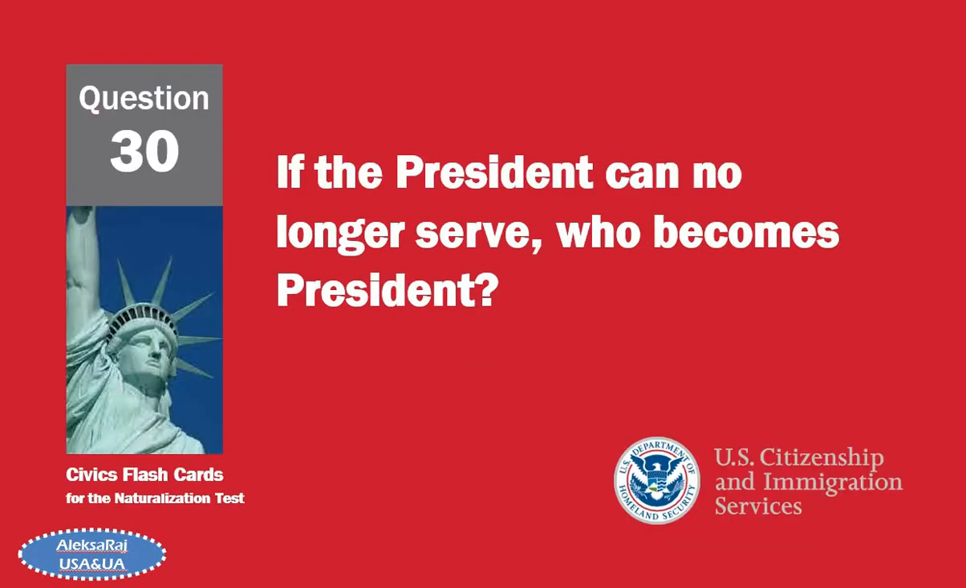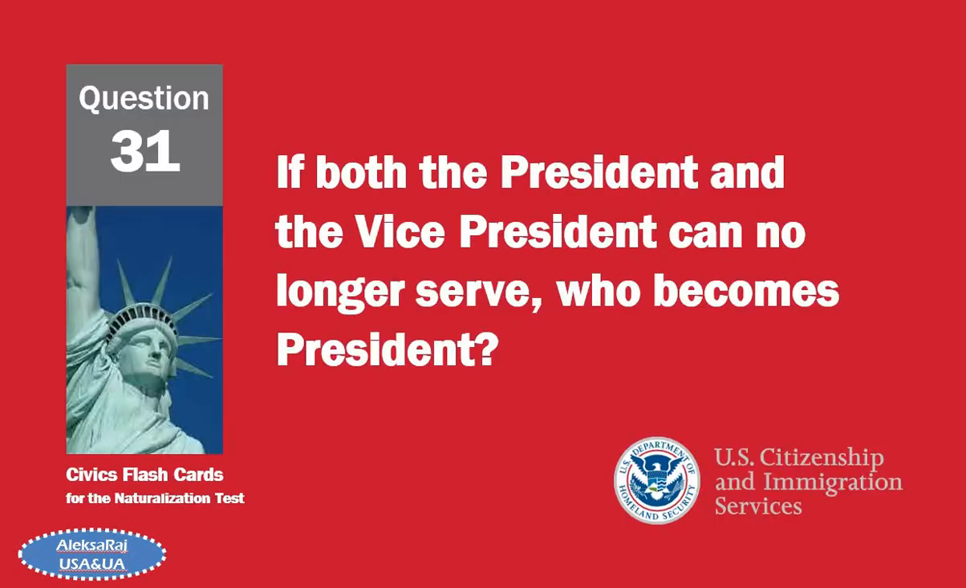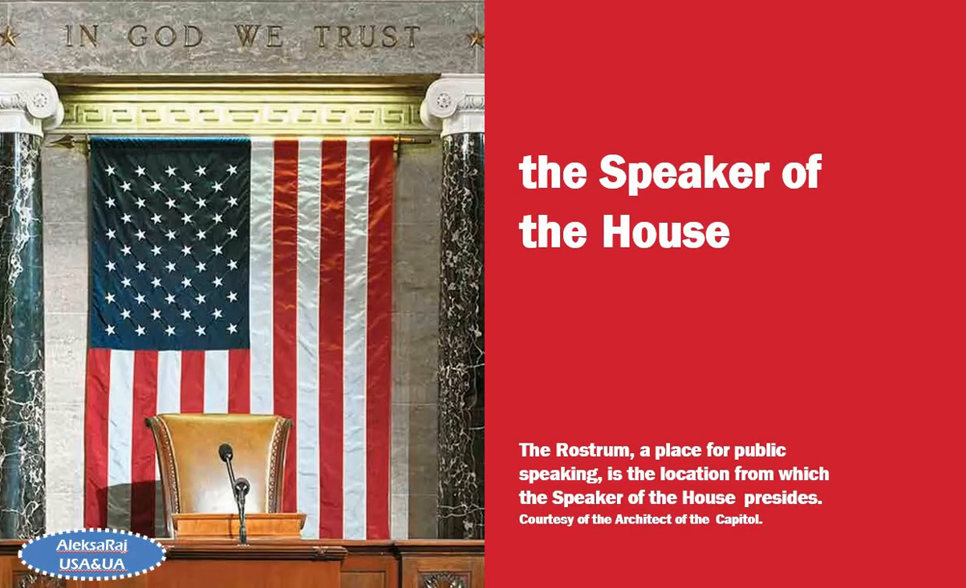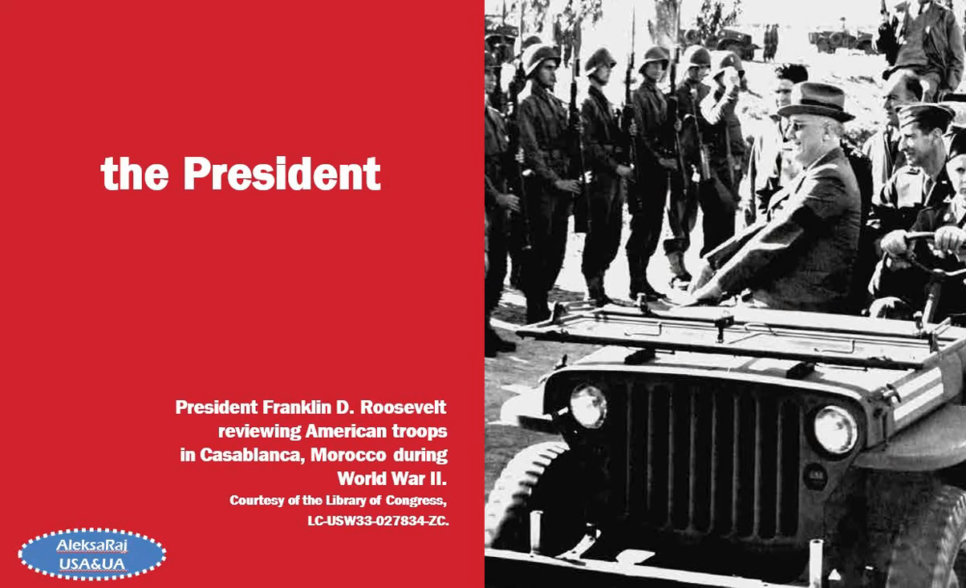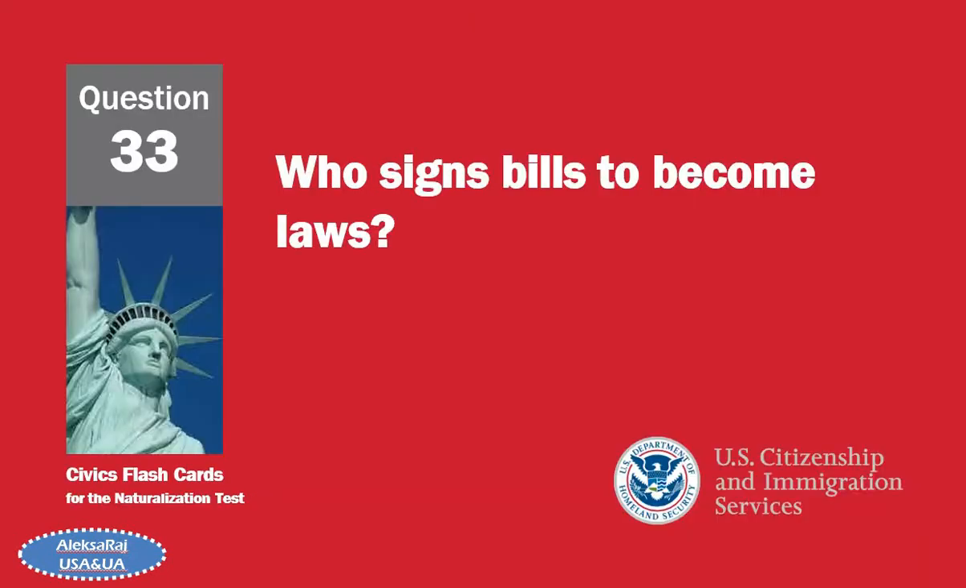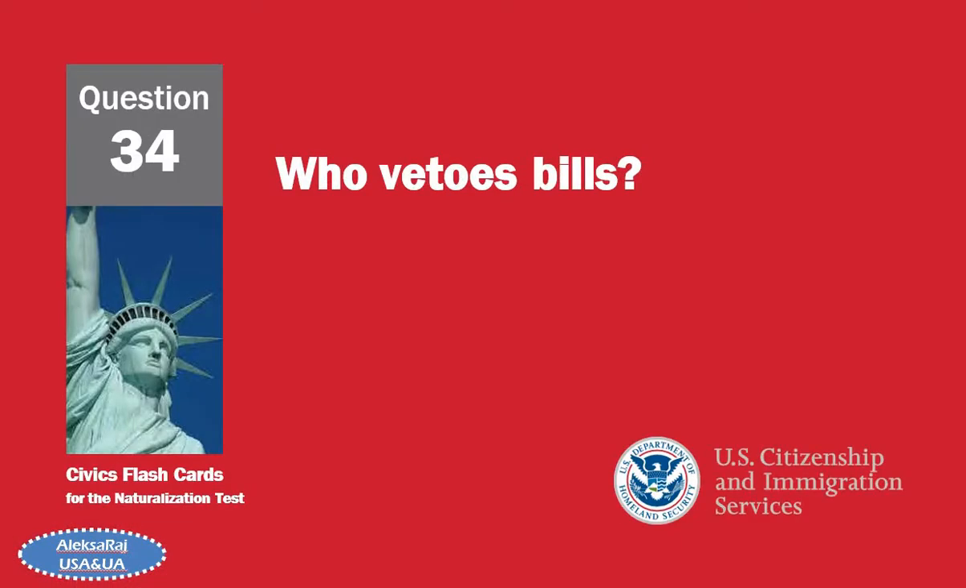If the President can no longer serve, who becomes President? The Vice President. If both the President and the Vice President can no longer serve, who becomes President? The Speaker of the House. Who is the Commander-in-Chief of the military? The President. Who signs bills to become laws? The President. Who vetoes bills? The President.